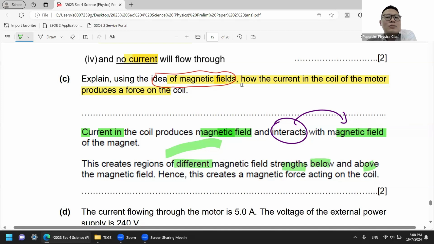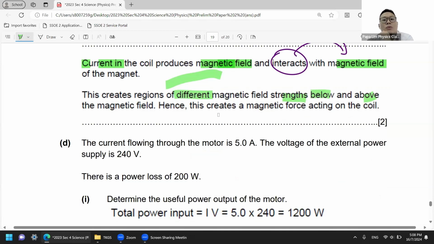And this explanation ties in well with what Maxwell has said. You are able to use Maxwell's difference in magnetic field strength to explain the force induced. So for part C, this is the question that you need to take note of for this particular segment.